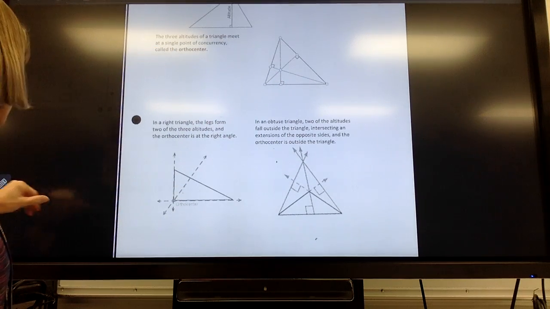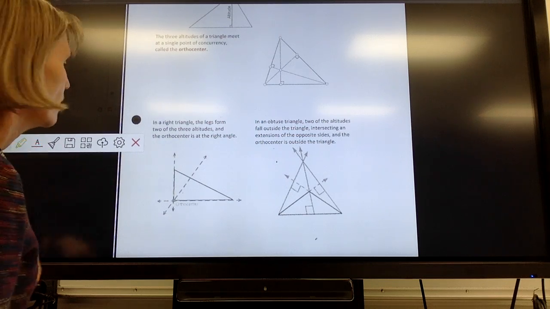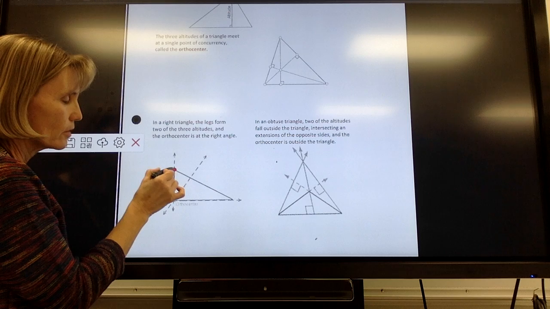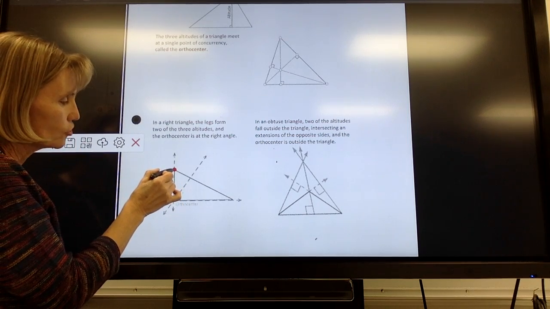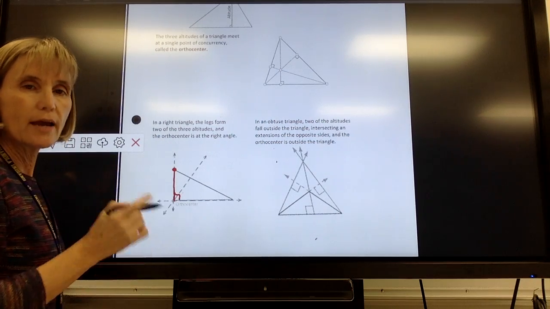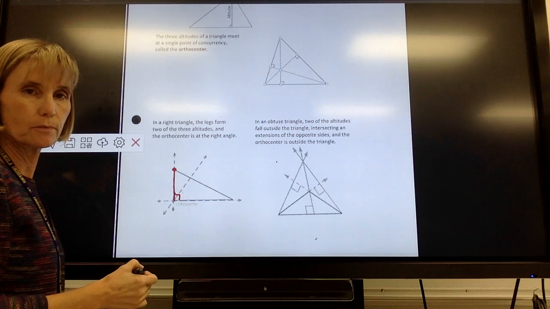A couple of things about a right triangle. This is good to know. In a right triangle, if I'm going to drop an altitude from, let's say, this top vertex, that altitude actually, if it's a right triangle, ends up being the outside of the triangle. That's actually one side of the triangle is the altitude.